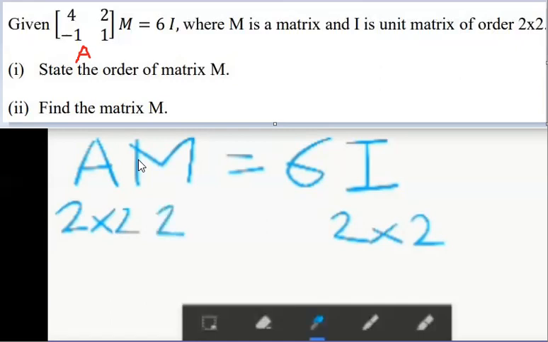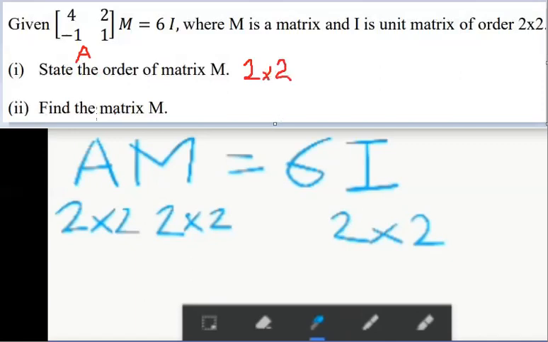And the result will have the number of rows of A and the number of columns of M. So if the result is 2 by 2, the number of rows is 2, and so the number of columns should be 2 as well. So it just shows you that this matrix multiplication is well defined, and the product will be a 2 by 2 matrix. So we have actually solved the first question. The order of matrix M is 2 by 2.